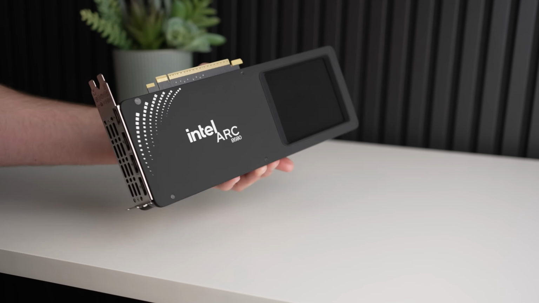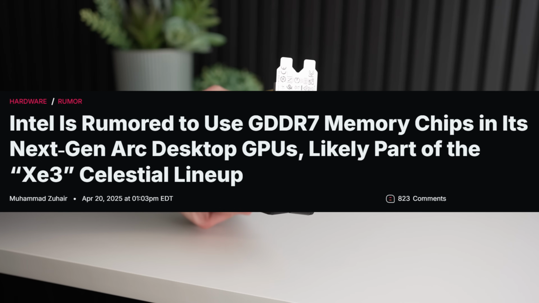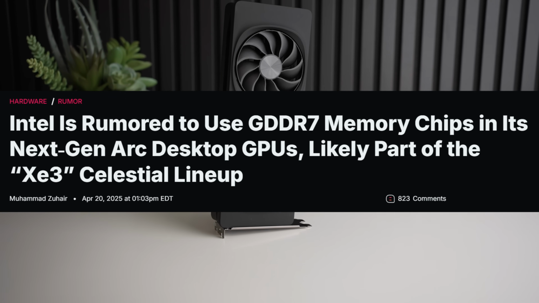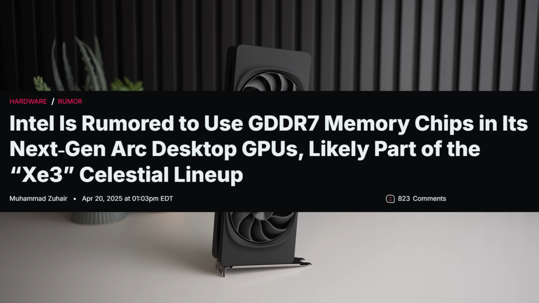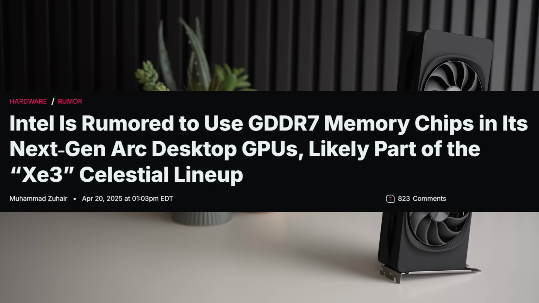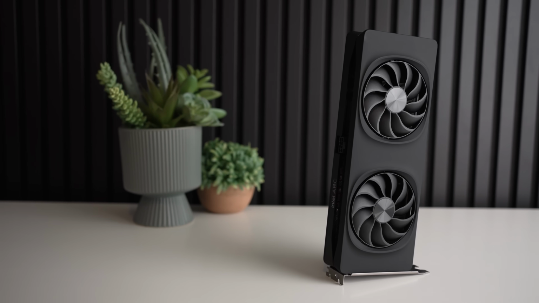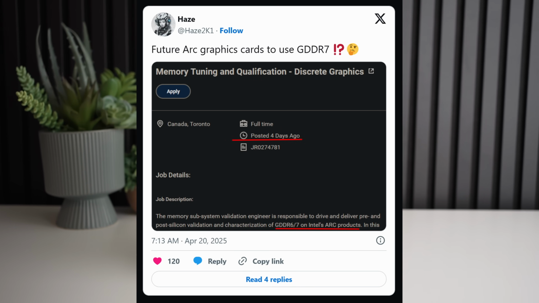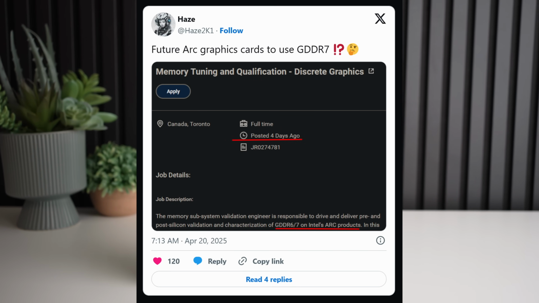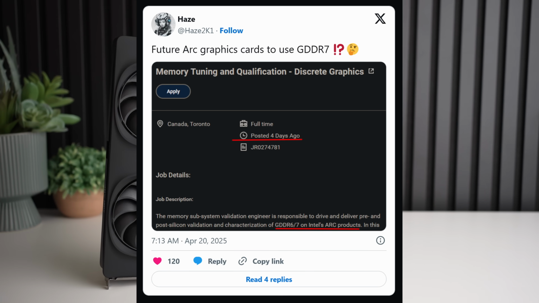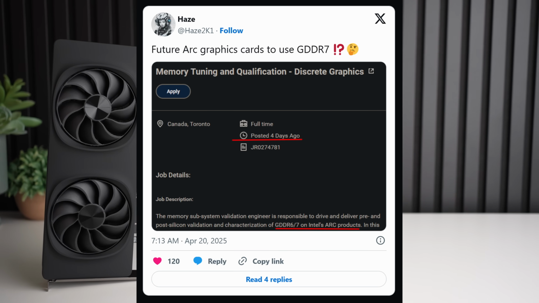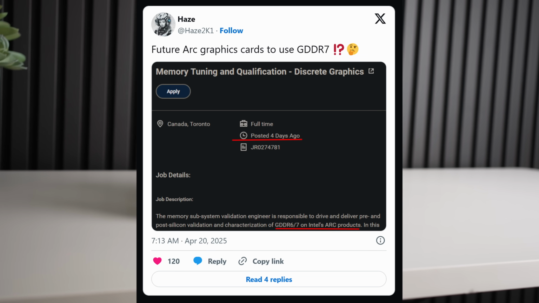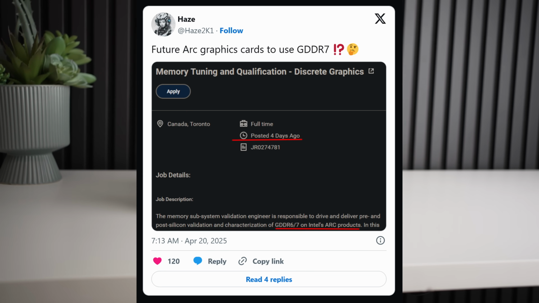But now let's talk about the next generation of GPUs, because according to WCCF Tech, it looks like, quote, Intel's rumored to be using GDDR7 memory chips in its next-gen ARC desktop GPUs, likely part of the XE3 Celestial lineup. And they post here a post from the Twitter user Hayes over on X, and he stated that future ARC graphics cards will use GDDR7, and as you can see in the screenshot, it looks like there is some sort of a job posting regarding discrete graphics, which does mean desktop GPUs, not the ones in mobile, which is very exciting news.